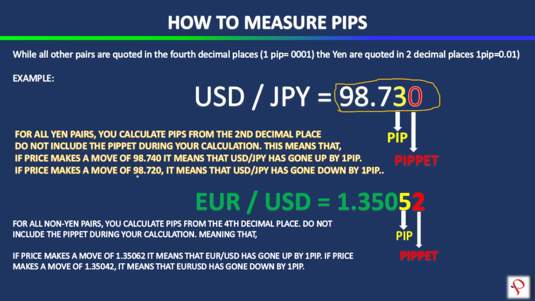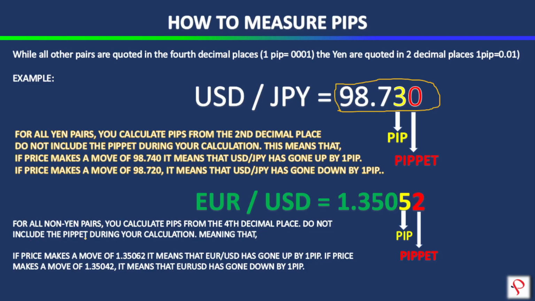If price makes a move to 98.720, it means that USD JPY has gone down by 1 pip. Now let's talk about the currency pairs that have no JPY. For all non-yen pairs, you calculate pips from the 4th decimal place.